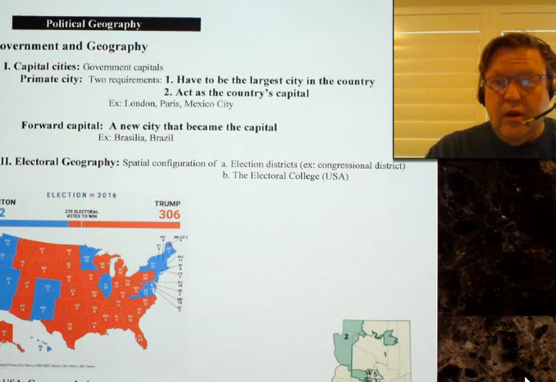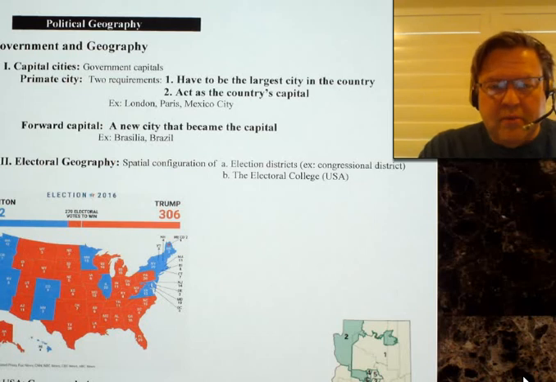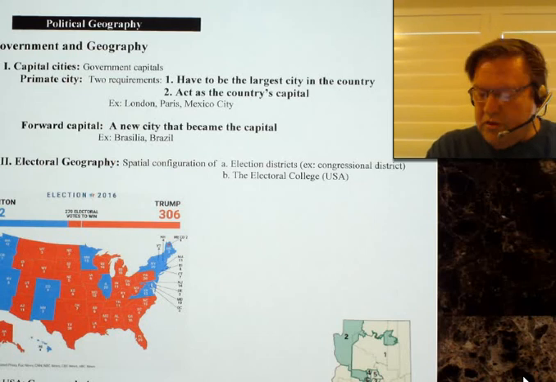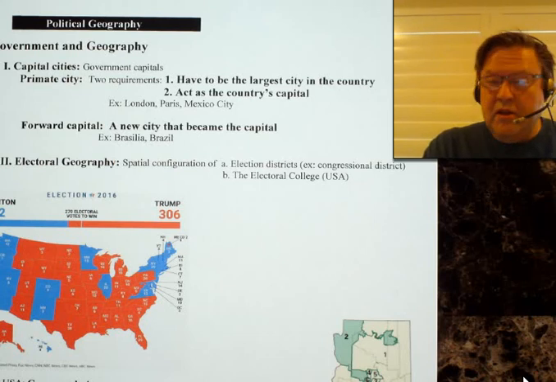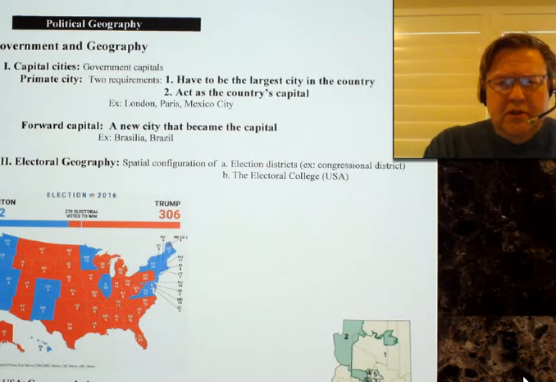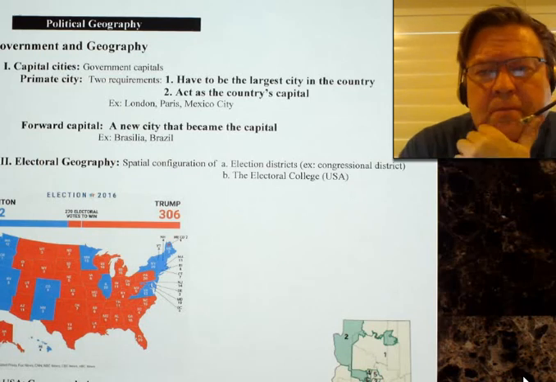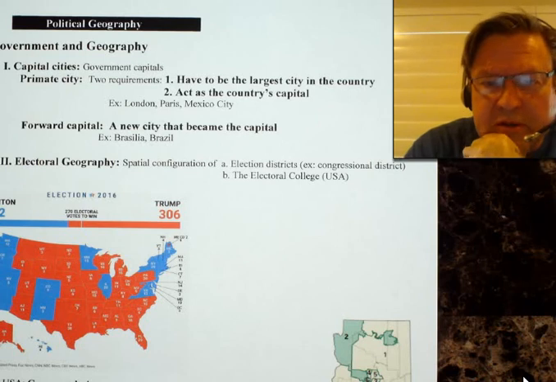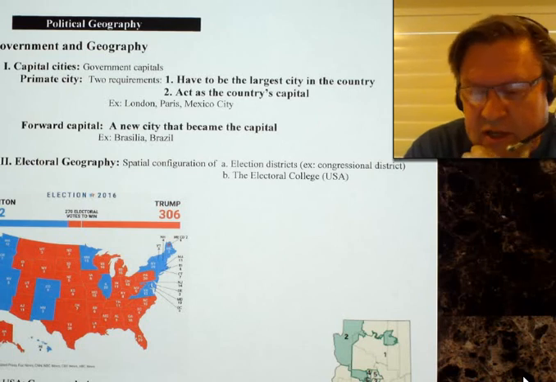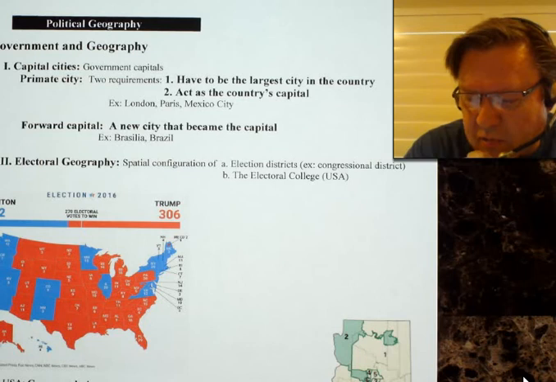Okay, so our next topic is going to be political geography. Once continued with government and government geography, I guess we could say. So, all right. I know what you're thinking. This is probably more fascinating than anything you've seen all week. And you're right. It is.